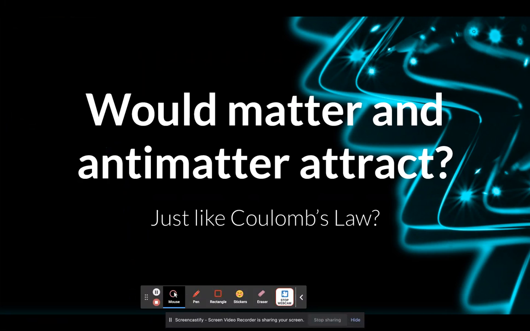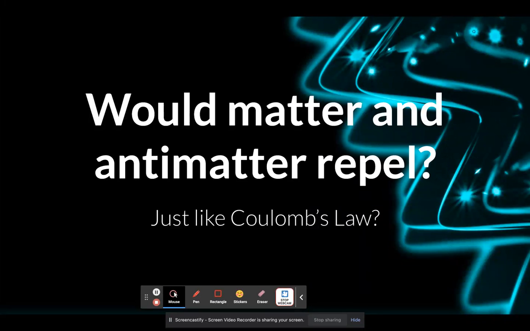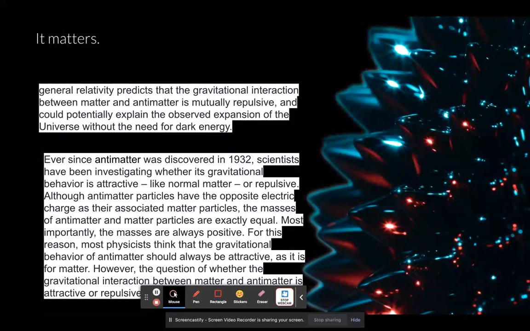How would they interact? Stop the video, stop the tape and think about it. How would they attract? Would they attract or would they repel? It matters because if they repelled, it would actually explain a lot about our universe. If they attract, we have to explain why the universe hasn't collapsed so far.